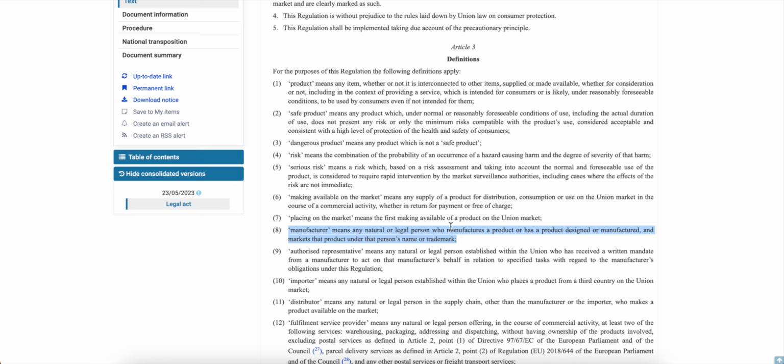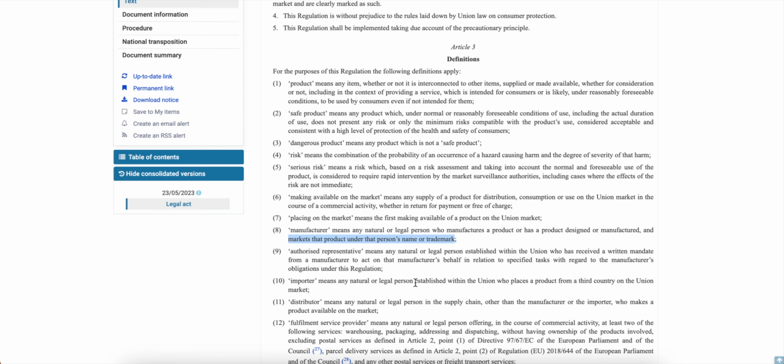And a manufacturer could indeed be the company that manufactures the product, but it could also be a company that has a product designed or manufactured, meaning that you design a product and you then have it manufactured by someone else. You could still be defined as a manufacturer in that case and assume the responsibility of the manufacturer, and it manufactures that product under that person's name or trademark. So if I contract the production of, say, a baby carrier to a factory in China, and I then sell this in the EU, but it's my brand, possibly my design, then I am the manufacturer.